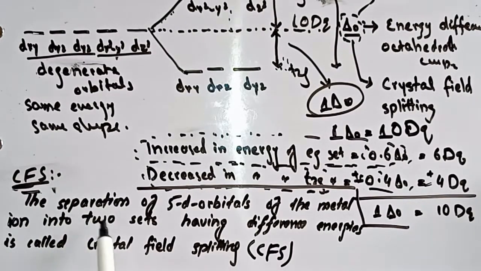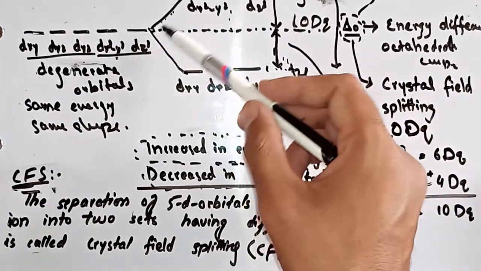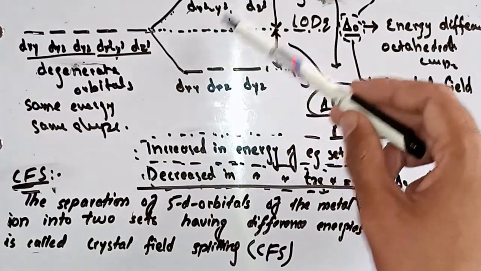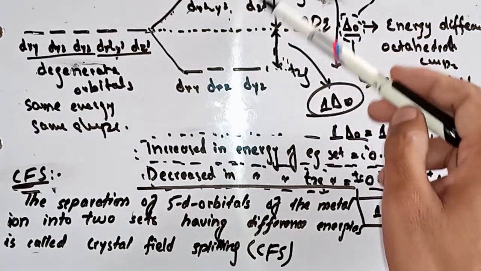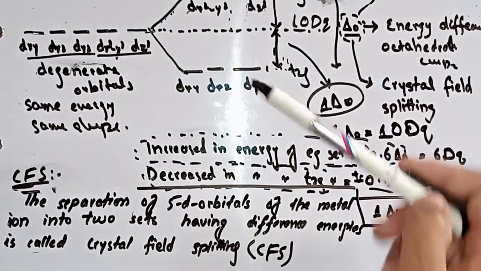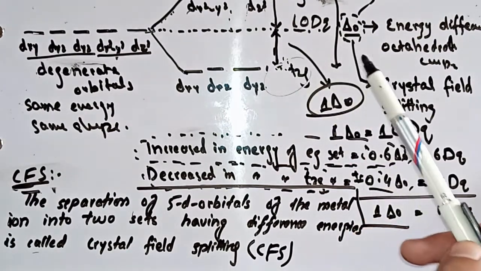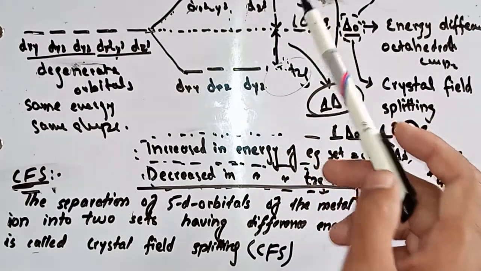Crystal field splitting can be defined as the separation of the five d orbitals of the metal ion into two sets having different energies. The energy difference between Eg and T2g is called the crystal field splitting energy, while the energy of the T2g set is decreased by 0.4 del naught, and the energy of Eg is increased by 0.6 del naught.